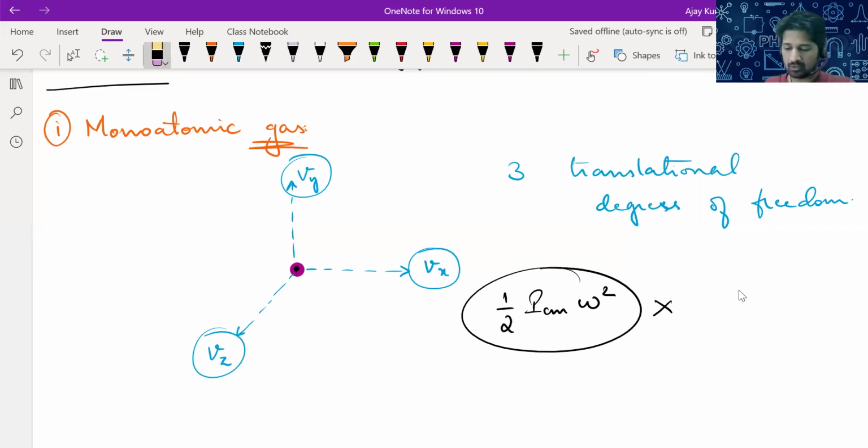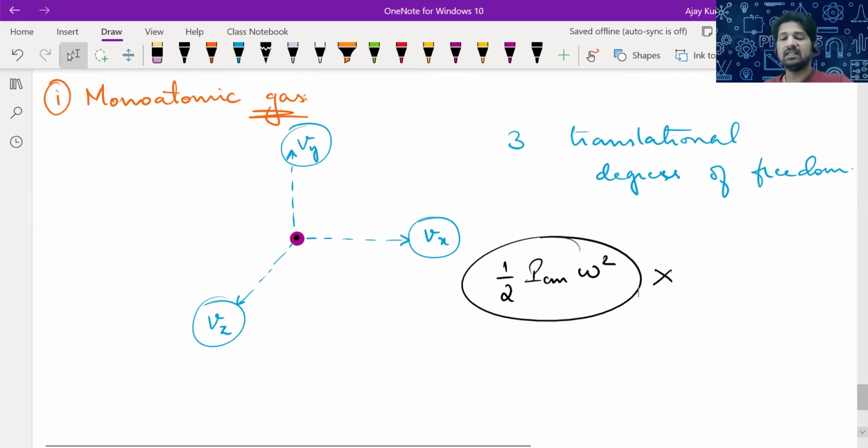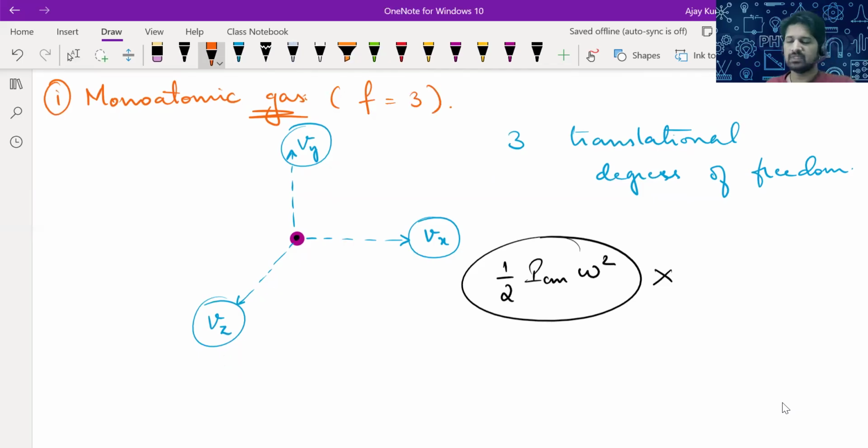Therefore, a monoatomic molecule can only store translational kinetic energy in it. And there are three independent ways in which it can do that. So we say that a monoatomic gas molecule has three translational degrees of freedom, and those are the only degrees of freedom that it has. So for a monoatomic gas, F is 3. It has three independent ways in which it can store energy. What kind of energy? Translational kinetic energy is the only energy that it can store.